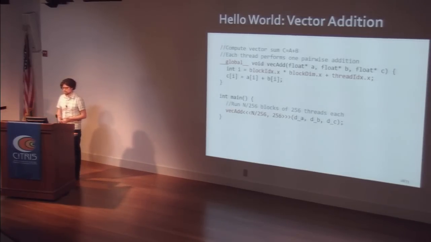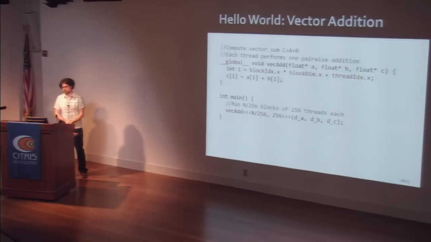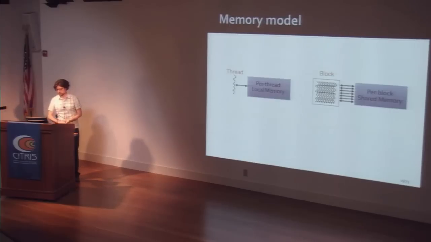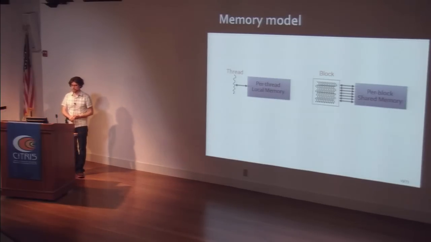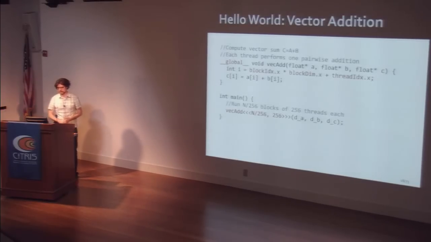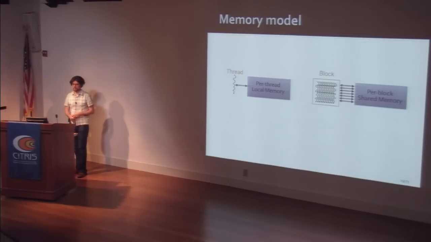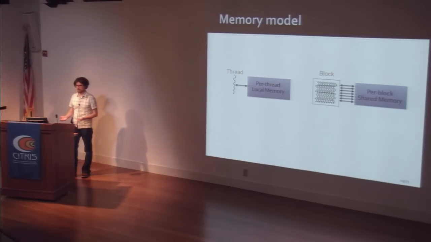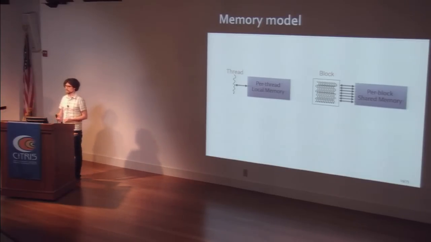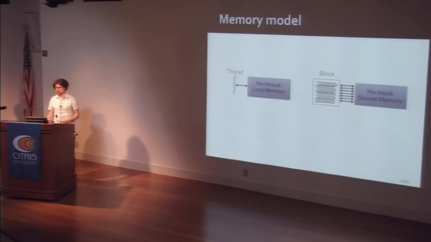So I guess the other thing that we need to talk about is the memory spaces. When we talk about these pointers here, what do we mean by these pointers? So let's talk about that. The memory model is that every thread has a per thread local memory, which is where the stack goes, that you're used to having. We also have per block shared memory that's going to sit on chip.